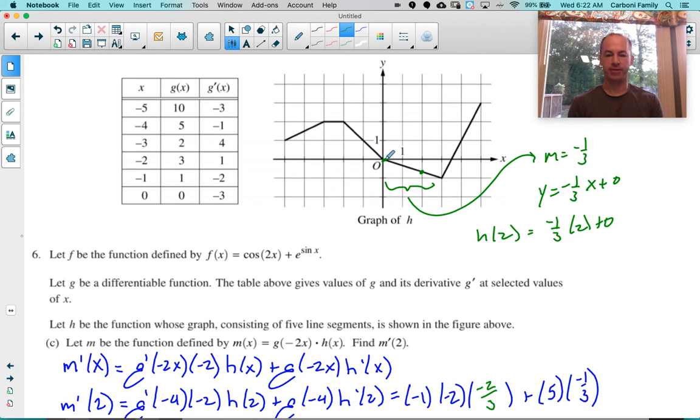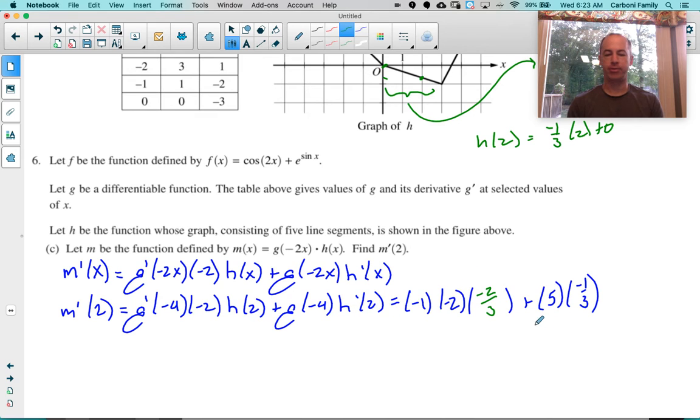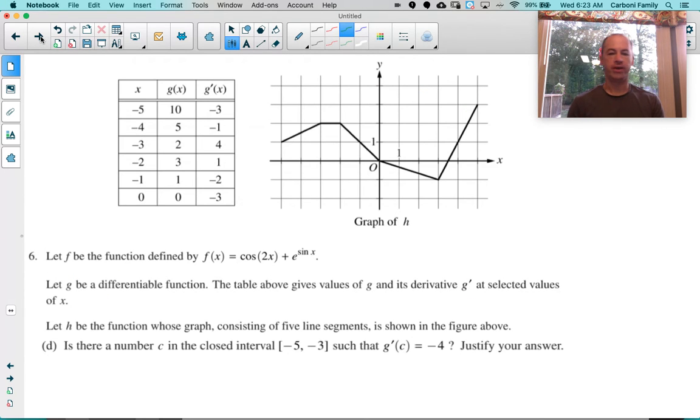You could also think, if my slope is negative 1/3, then for every 1 I go to the right, I go down 1/3. So if I go to the right another 1, I'll go down another 1/3, which would be going down a total of 2/3. So that's another way you can think of it. I'm going to stop right there with m prime of 2. If you want to clean that up, you can. You can check in the calculator to see if you are correct.